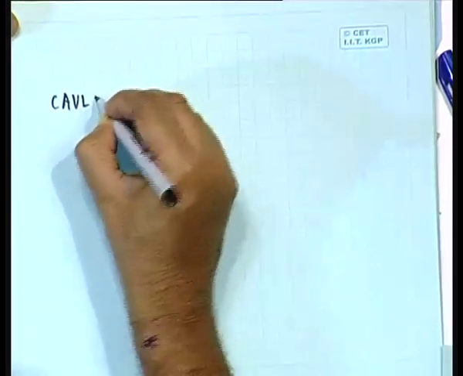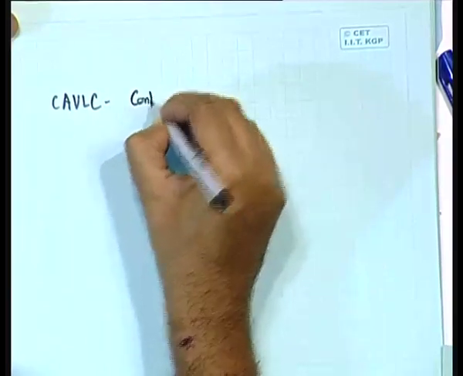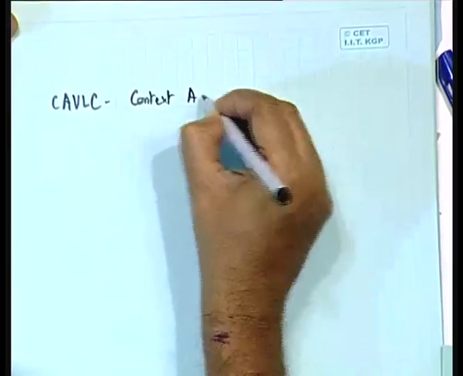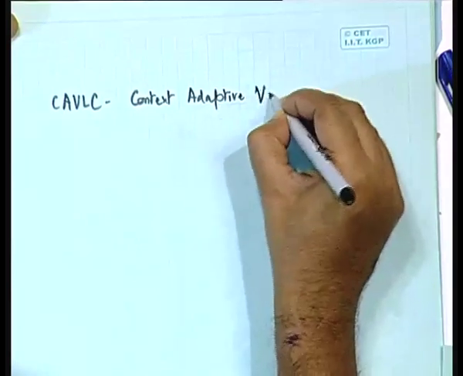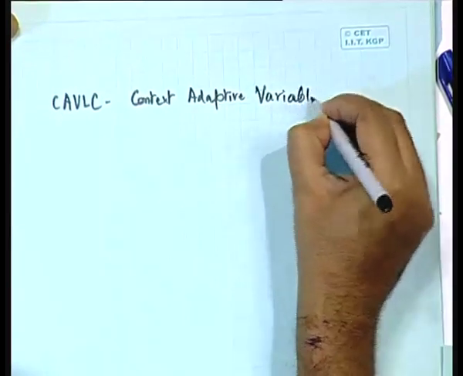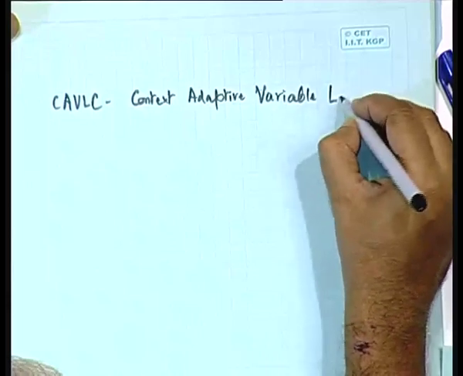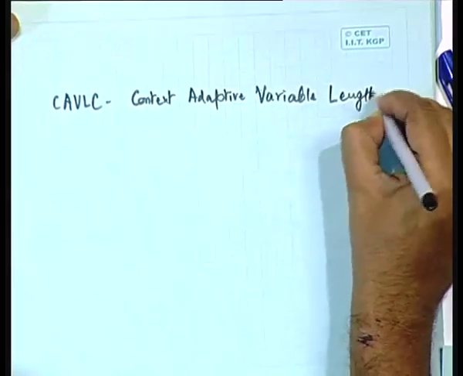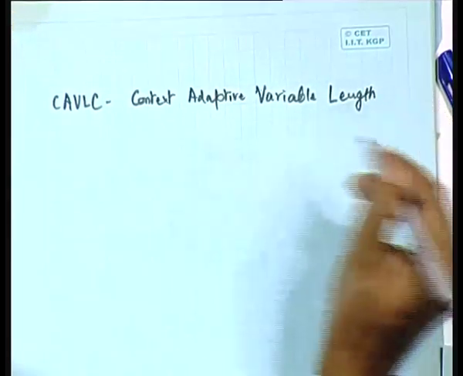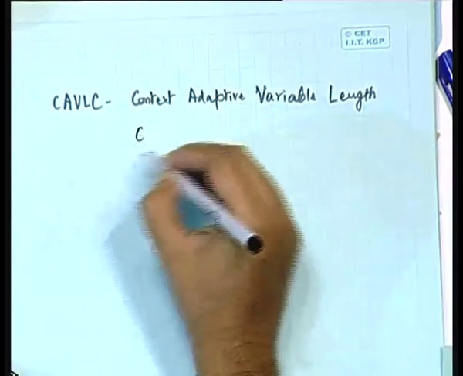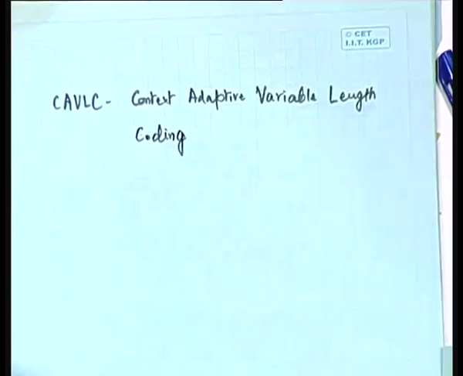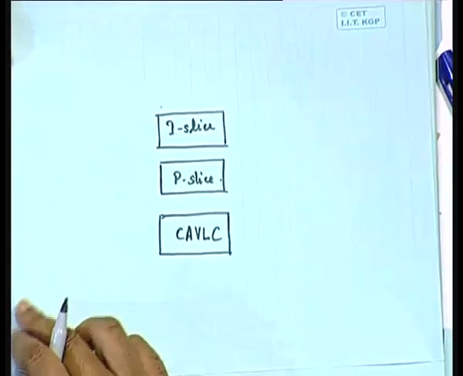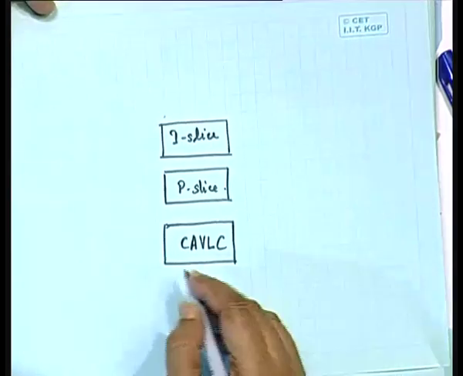CAVLC stands for context adaptive variable length coding. Variable length coding you already know, because the arithmetic coding or the Huffman coding, they are all variable length coding. Any entropy coding scheme has to talk of variable length coding.